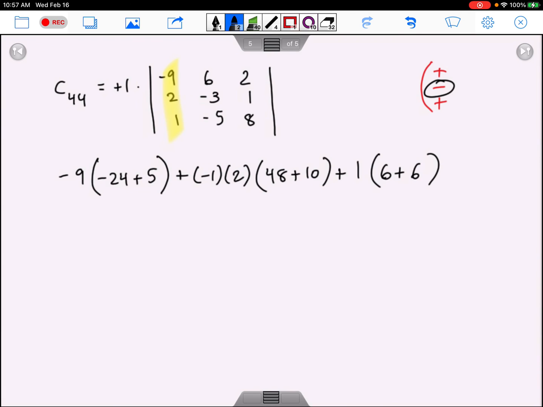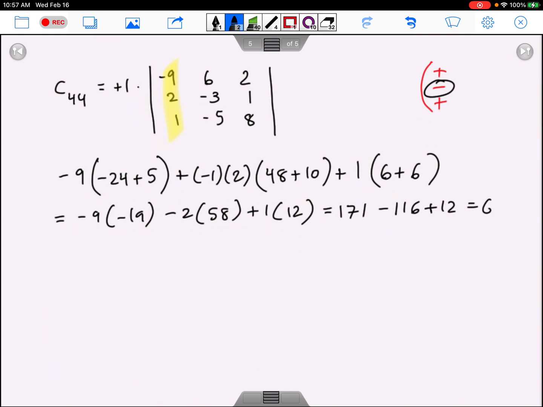So what do we get here? We get negative 9 times negative 19 minus 2 times 58 plus 1 times 12, which is 171 minus 116 plus 12, which is 67.